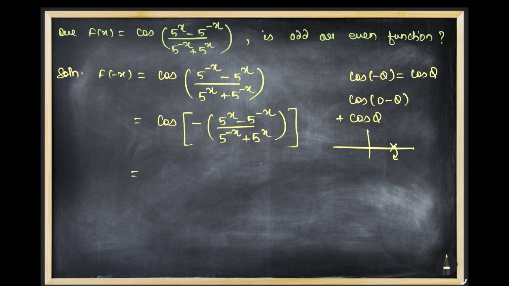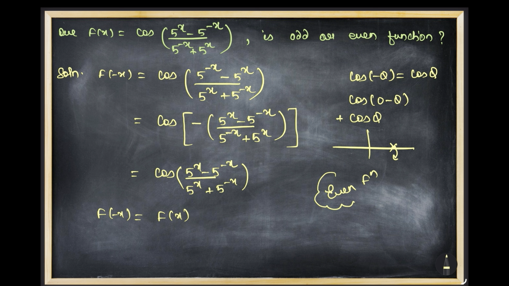So can I write down this thing as cos of (5 power x minus 5 power minus x) upon (5 power x plus 5 power minus x), which is nothing but f of x. This means f of minus x is coming out to be equal to f of x. Hence, it is an even function.